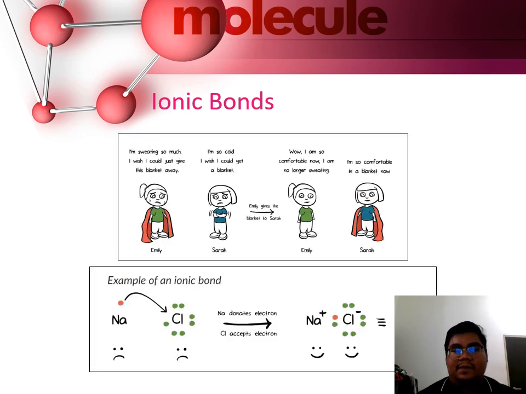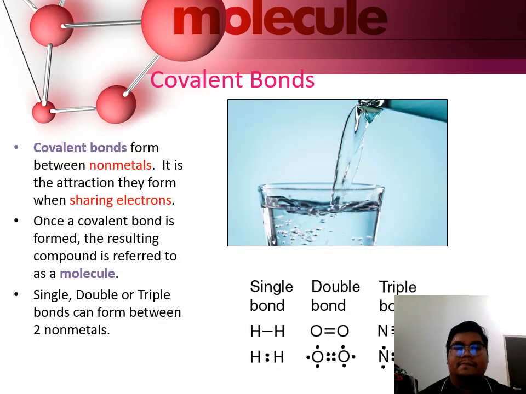So in this example, Emily and Sarah here. Sarah is very cold and Emily says, okay, take my blanket because I don't need it anymore. So in this case, Emily is donating her electron to Sarah. So it donates the electron there and they become close to each other.